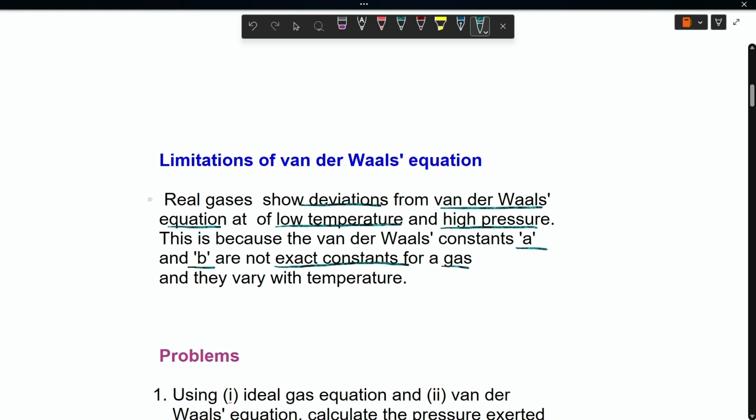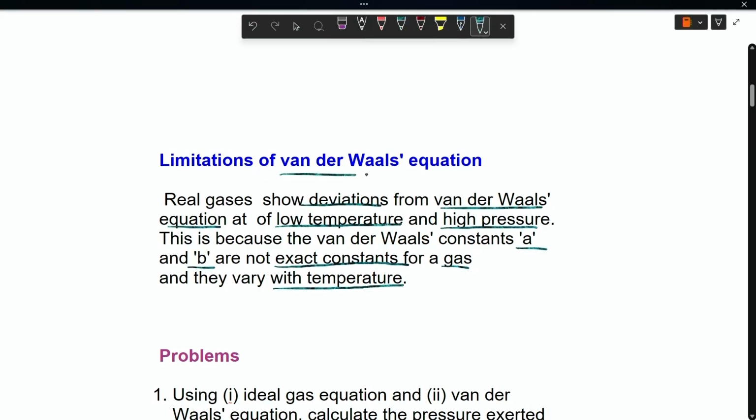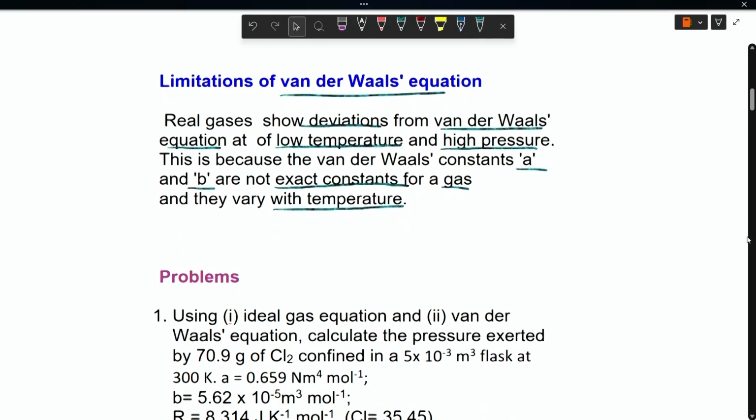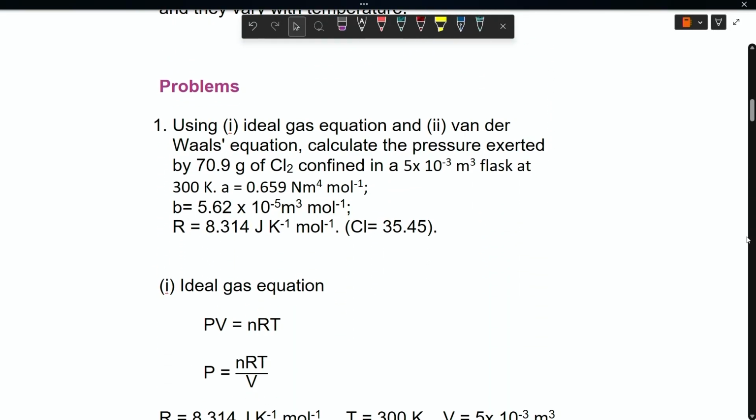That is, they vary with temperature. As the temperature changes, the value of A and B keeps on changing for a given gas. So, that is the reason for the deviations observed, and that is a limitation of again van der Waals equation. After all, it is better than ideal gas equation, but not completely applicable for real gases. Now, let us see some problems based on van der Waals equation.